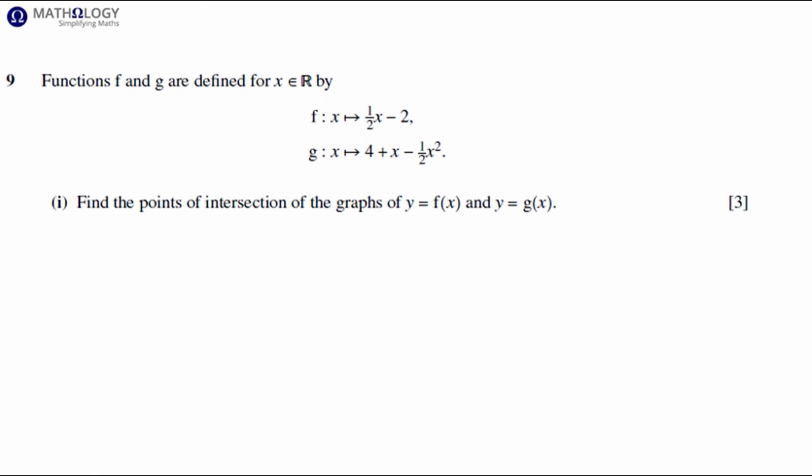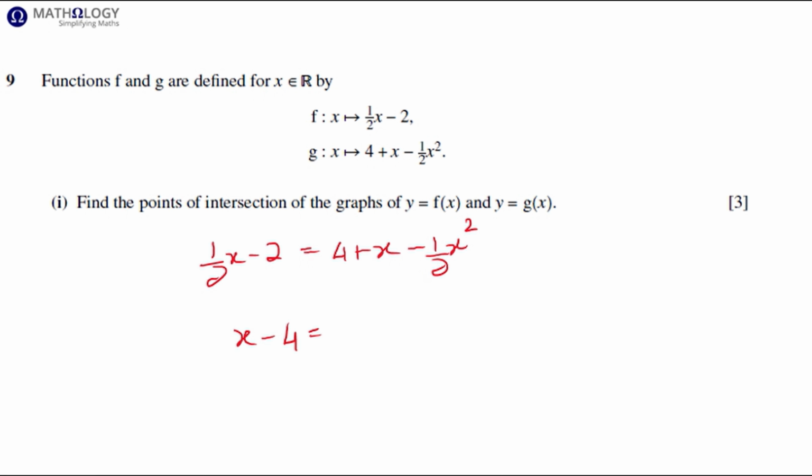Functions f and g are defined by f of x equals a half x minus 2 and g of x equals 4 plus x minus a half x squared, where x is an element of all real numbers. We're required to find the point of intersection of the two graphs of f and g. So to find point of intersection, we equate two functions together. So a half x minus 2 equals 4 plus x minus a half x squared. We're going to multiply through by 2 to remove the denominator.